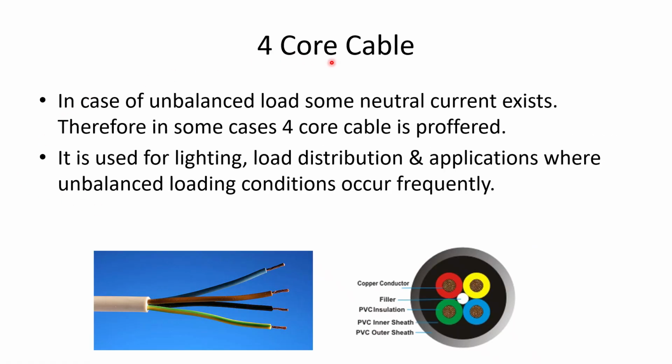Friends, four core cable. In case of unbalanced load, some neutral current exists. Therefore, in some cases, four core cable is preferred. It is used for lighting, load distribution, and applications where unbalanced loading conditions occur frequently. You can see all the four cores. The green one is a neutral conductor.